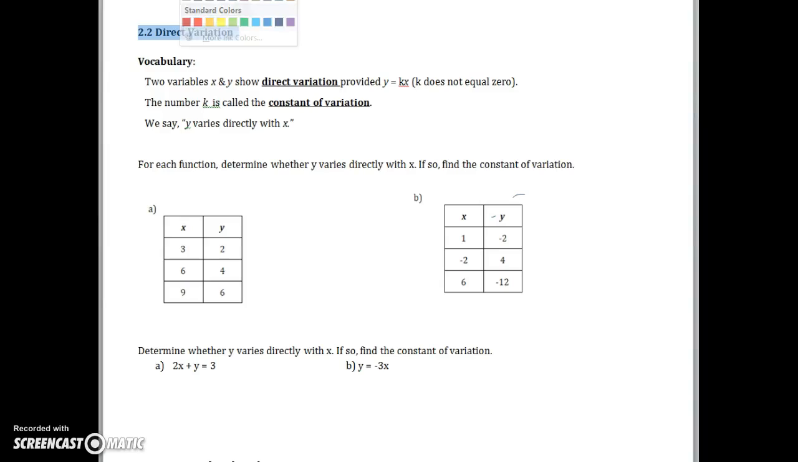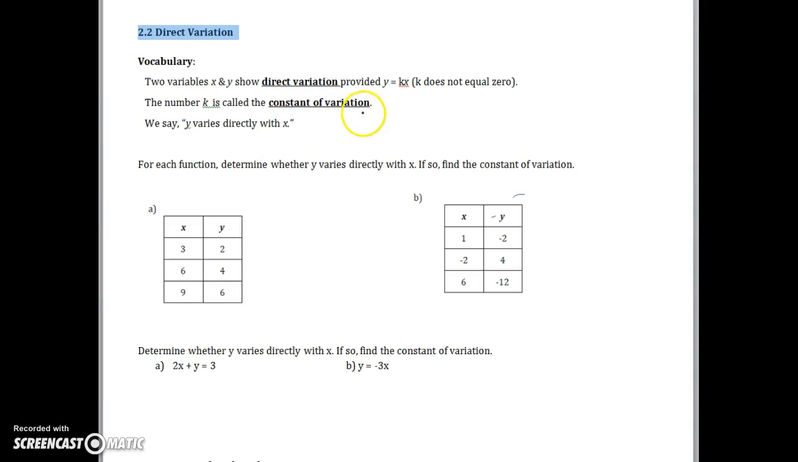Hello, and welcome to your notes on 2.2 direct variation. Here's a little bit of vocabulary for you. Two variables, x and y, show direct variation provided that y equals kx and k does not equal 0. The number k is called the constant of variation.